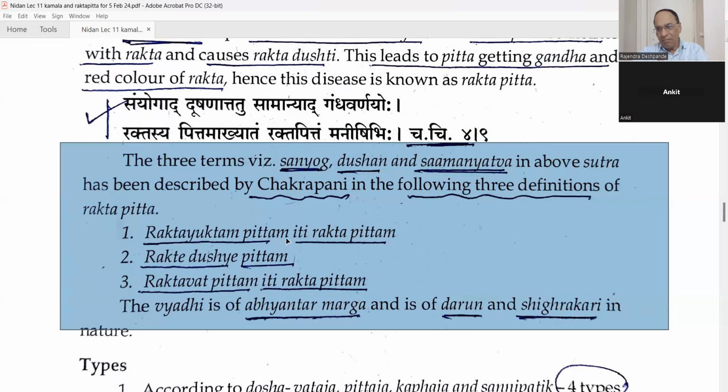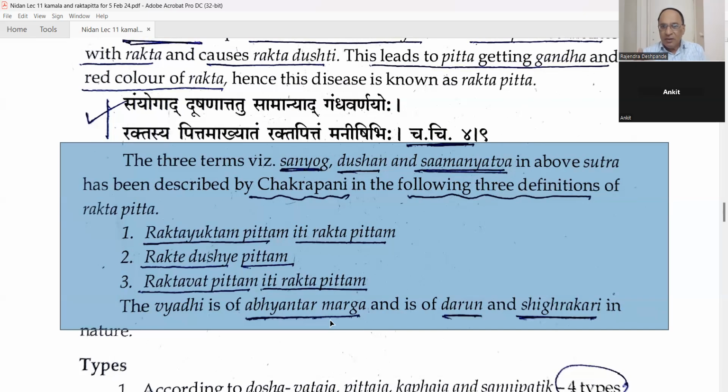Raktayuktam Pittam iti Raktapittam. That is Sanyoga, mixing. Then Rakte Dushye Pittam. Rakta is Dushit because of the Pitta. Raktavat Pittam. Very similar to the Rakta. Getting the smell, getting the color of the Rakta to the Pitta. So three words are important: Sanyoga, Dushana and Samanya.